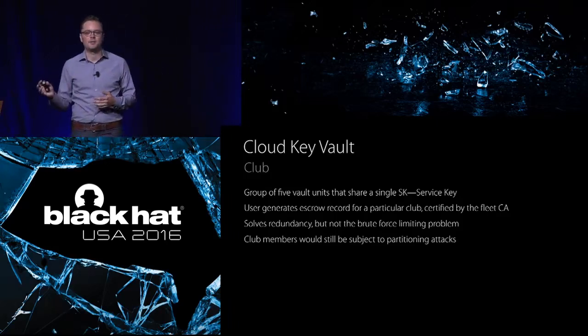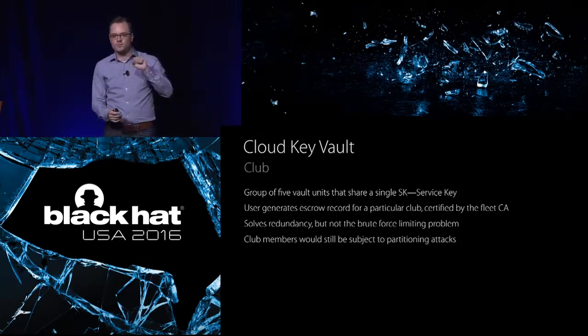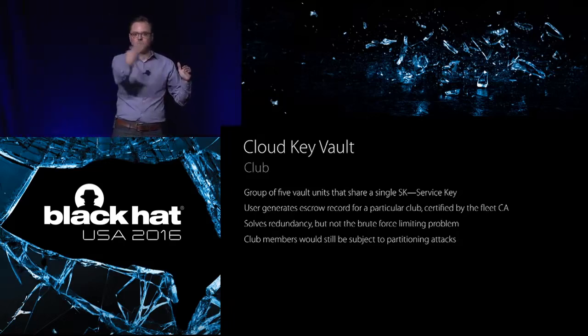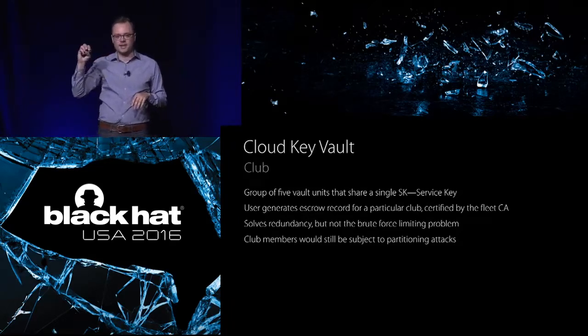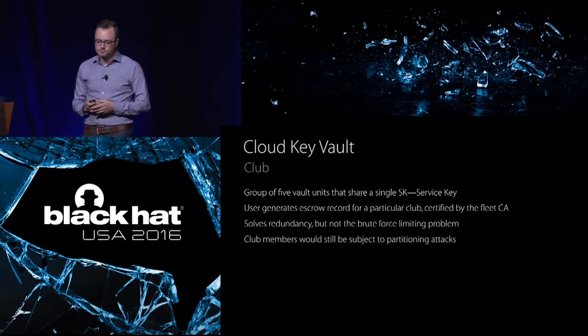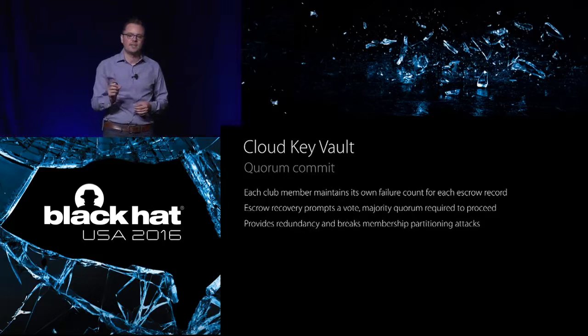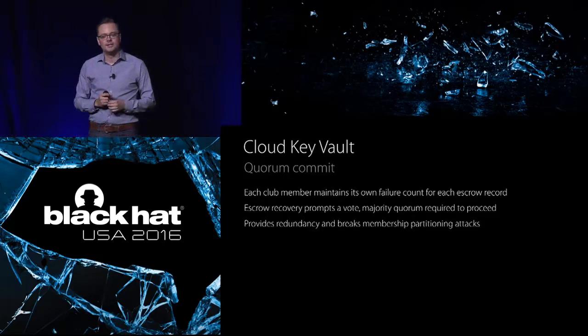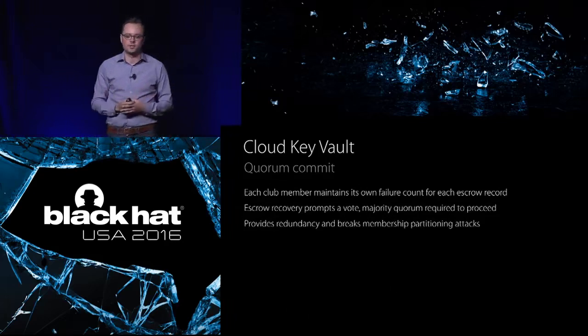because club members could still be attacked with partitioning attacks. This simply means if you have a club of 5, one of them can be isolated from the network, and then you make 10 attempts on it using the escrow record. If that doesn't work, you move it aside, you isolate the next one from the club, and you repeat the process until ultimately you've gotten the maximum failure count multiplied by the 5 units in the club. So what we've done is implemented a quorum commit scheme where each club member maintains its own failure count for each escrow record. And when an escrow recovery is in progress, it prompts a vote where a majority quorum is required to proceed.